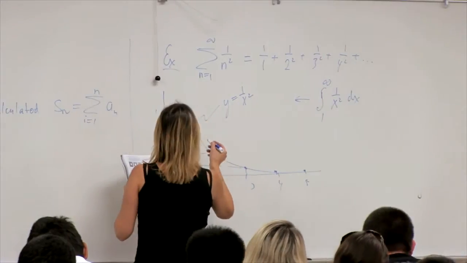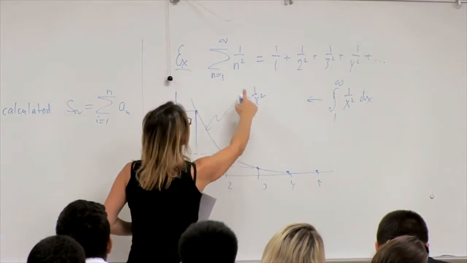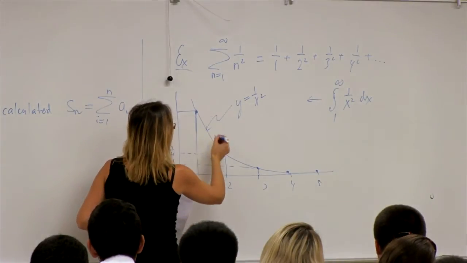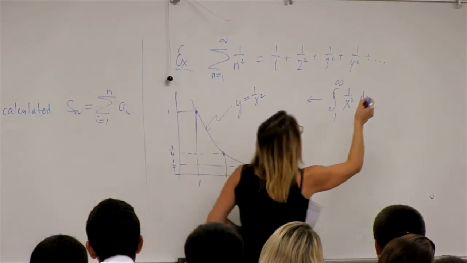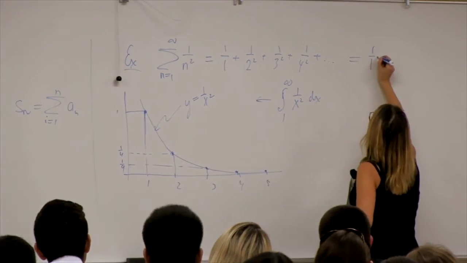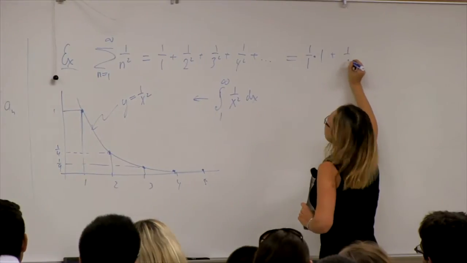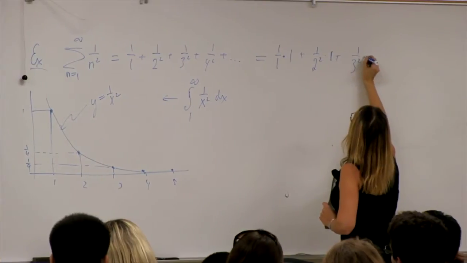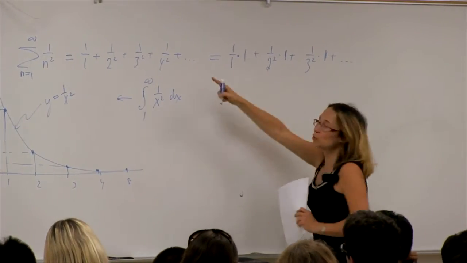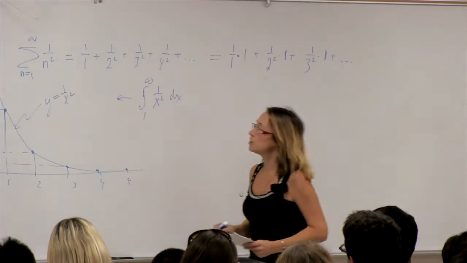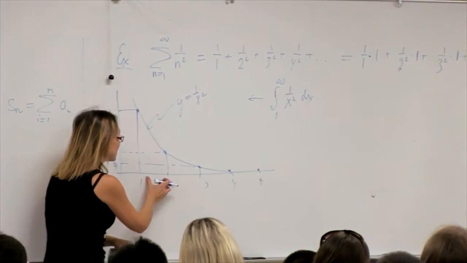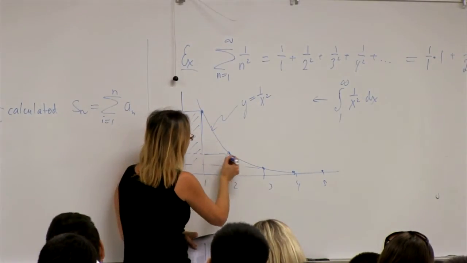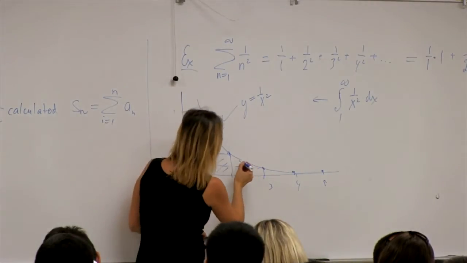First of all, let me represent the summation geometrically. So we have to take this number. Let's multiply it by 1. So let's write it like this: 1 over 1 times 1 plus 1 over 2 squared times 1 plus 1 over 3 squared times 1, and so on. So I'm going to multiply each term by 1. I have the right to do that. And 1 represents the base of these rectangles. So this is the first rectangle. This is the second rectangle. This is the third rectangle.